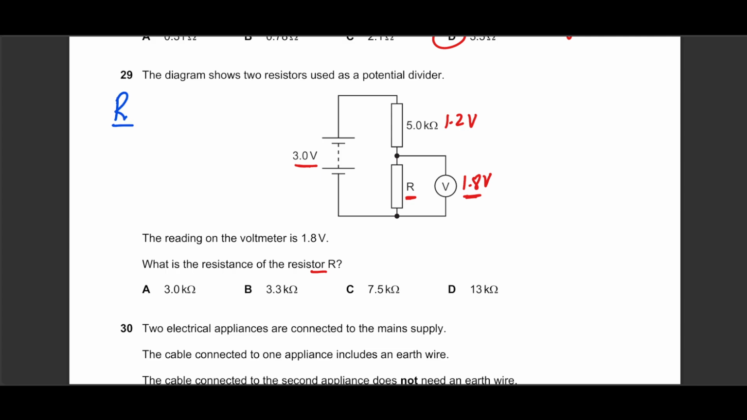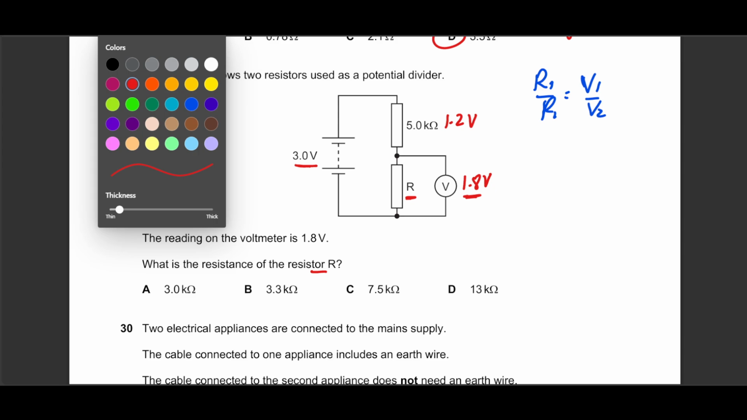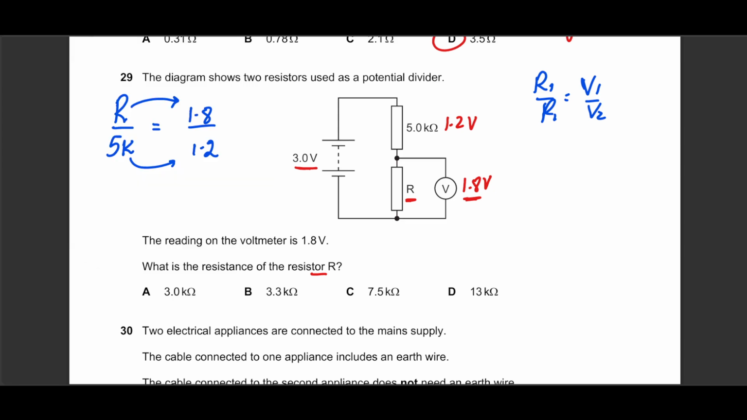So resistance unknown divided by the other resistance, which is 5 kilo ohms, equals the ratio of voltages. What's the voltage consumed by R, which is 1.8? What's the voltage consumed by 5K? This is going to be 1.2. Now the formula in your syllabus is written like this: R1 divided by R2 equals V1 divided by V2. Consequently, you definitely have another way to do that. Since you know that this is 1.8 volts, you can find the current in the circuit eventually. Of course, if you have the resistance, you can do that and then backtrack your way. But again, I would advise you to use the formula.